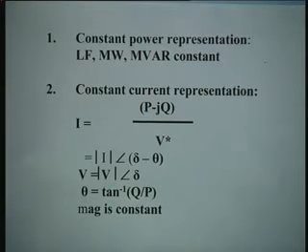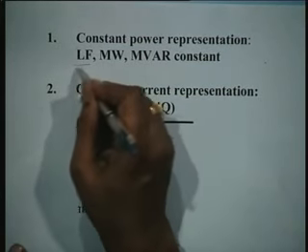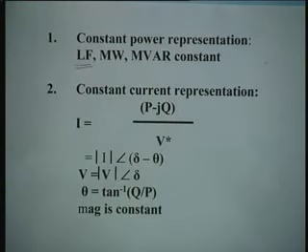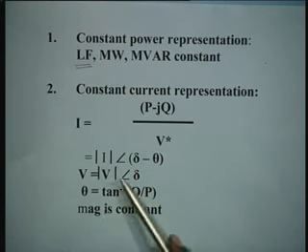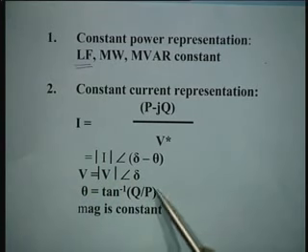As I told you, there are 3 ways to represent the load. Constant power representation, right. For example, in load flow, you have megawatt and MVA constant. Constant current representation, which is required in protection: I = (P minus jQ) by V star, I magnitude, angle delta minus theta. V is equal to V angle delta. Theta is tan inverse Q by P. Magnitude is constant.